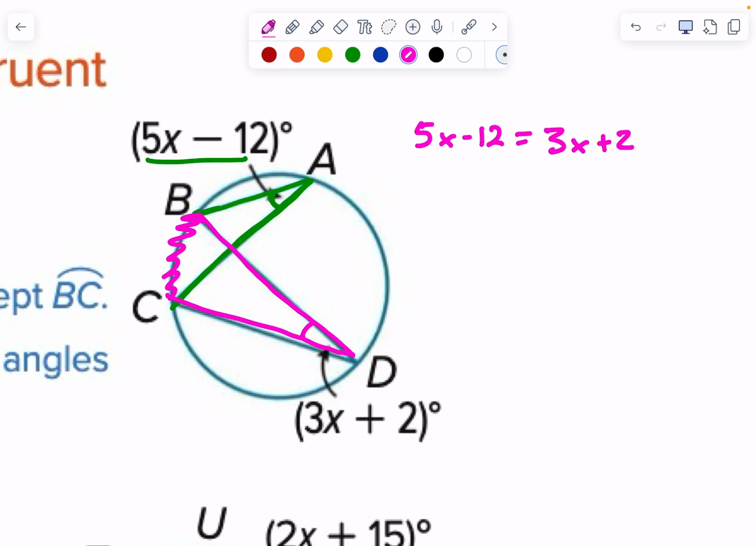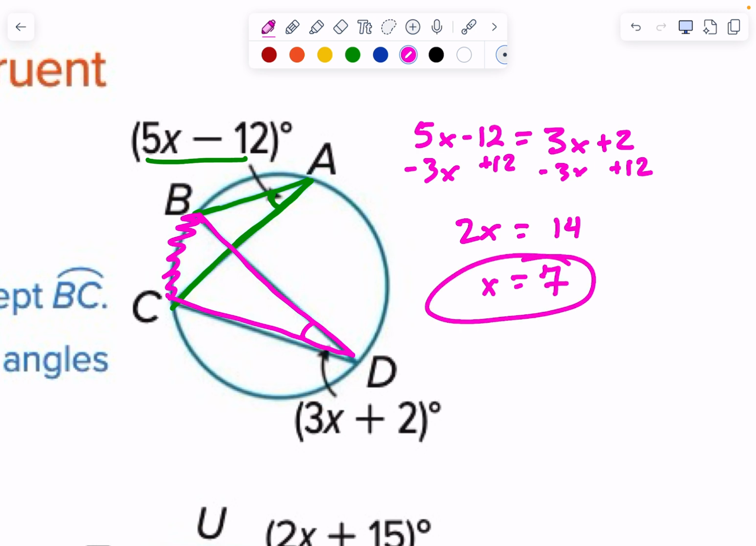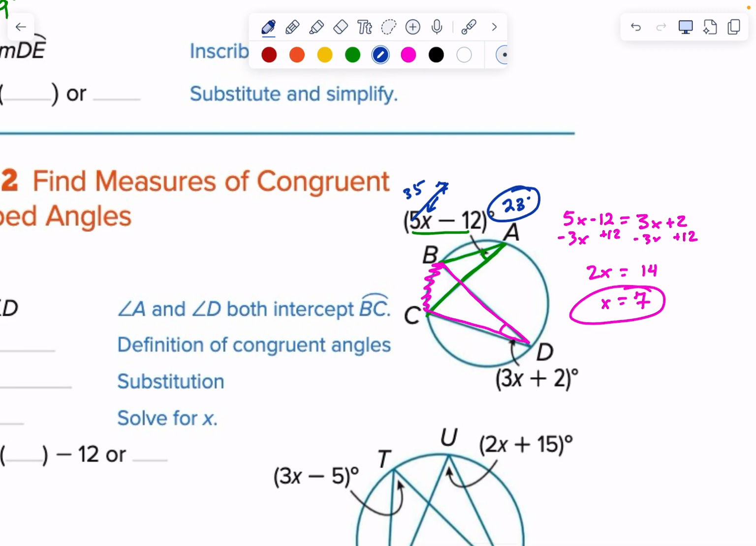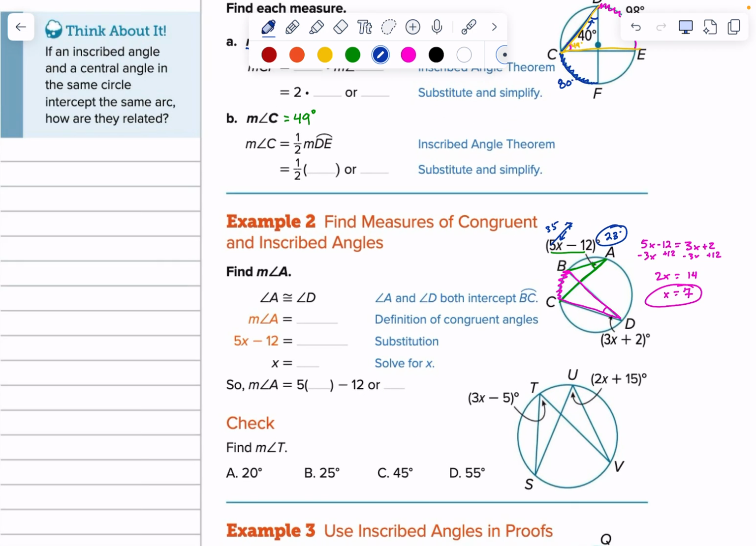Yeah? Okay, so I'm going to subtract 3x. 2x, if I add the 12 over, is 14. X is 7. Okay, but they want the measure of angle A, right? So I'm going to plug 7 back in. 7 times 5 is 35. What's 35 minus 12? 23. I heard Dylan say that a long time ago. Awesome. Okay? Good, good? So you're kind of looking at ice cream cones on how they fit, right? Okay, but if it's across the circle, it's double.